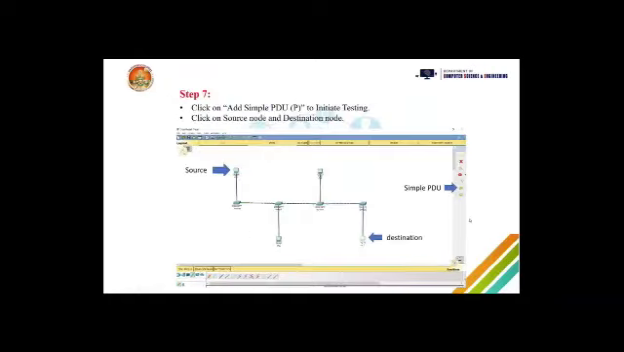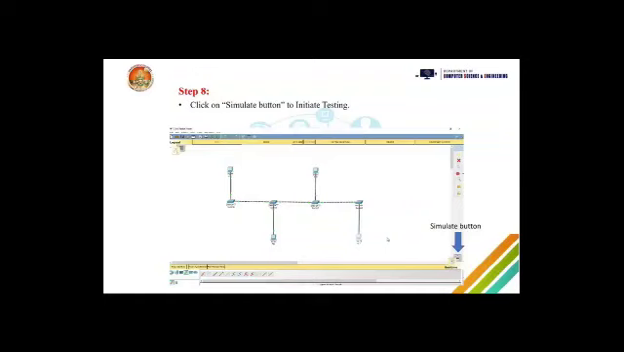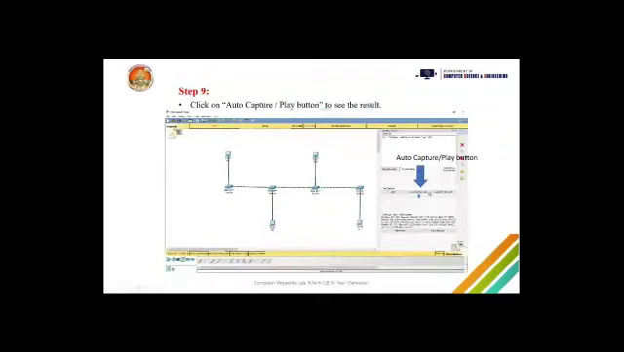Next, we have to create a sample message by clicking on this simple PDU button. Then you need to click on the source desktop and destination desktop. Once you have selected the source and destination, you just click on this simulate button. You need to click on this auto capture or play button. Once you click on this auto capture or play button, it will simulate the bus topology.